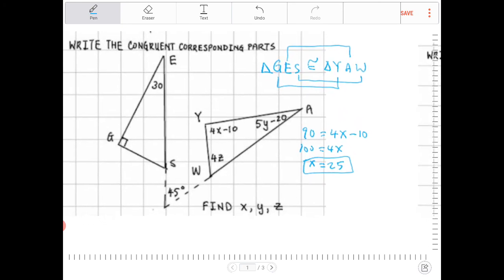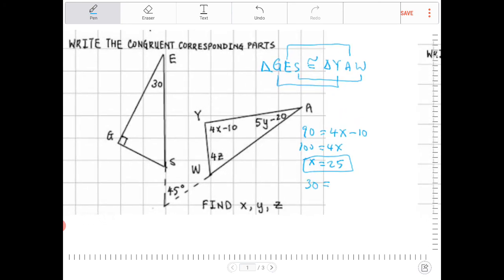I'm going to take E, which is 30, and set it equal to A, which is 5y minus 20. Add 20 to both sides, I get 50 is equal to 5y. Divide by 5, y is equal to 10.